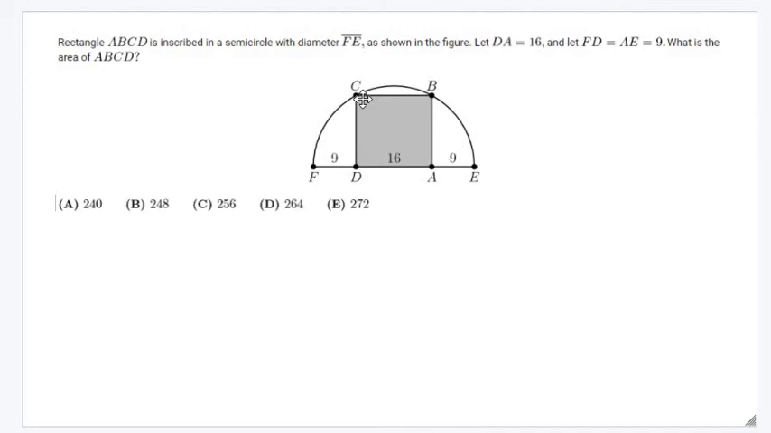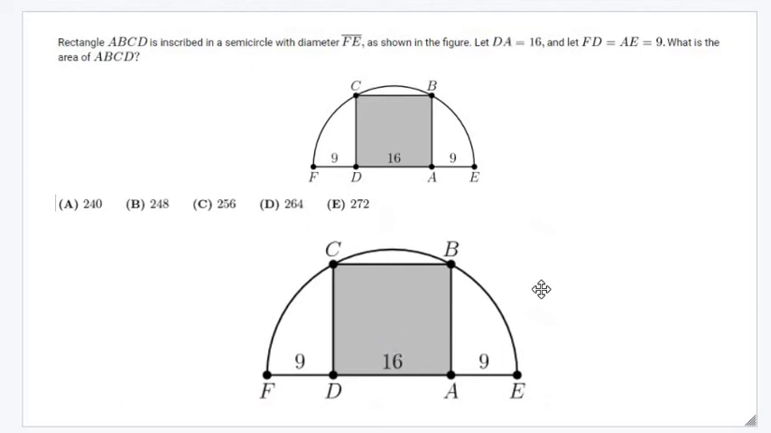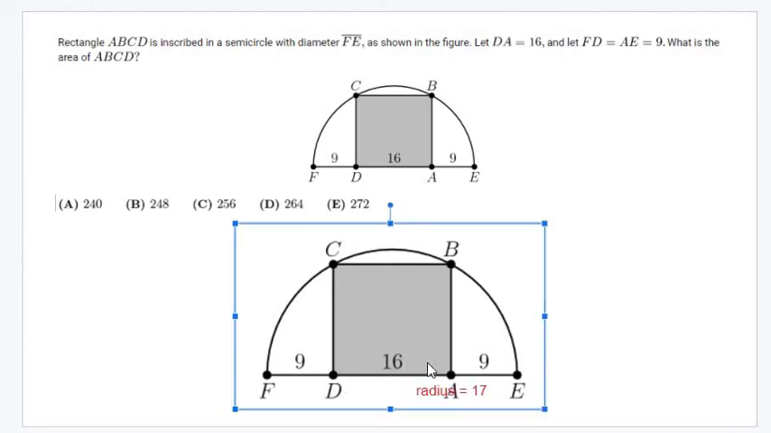So ABCD is this rectangle we have here. Well, let's just copy this diagram down here, so we can see it more clearly. So we can see that the radius of the semicircle is 17, because 9 plus half of the base of this rectangle, which is 8, is 17, and that's true for the opposite side too. So we can say that this radius is 17.